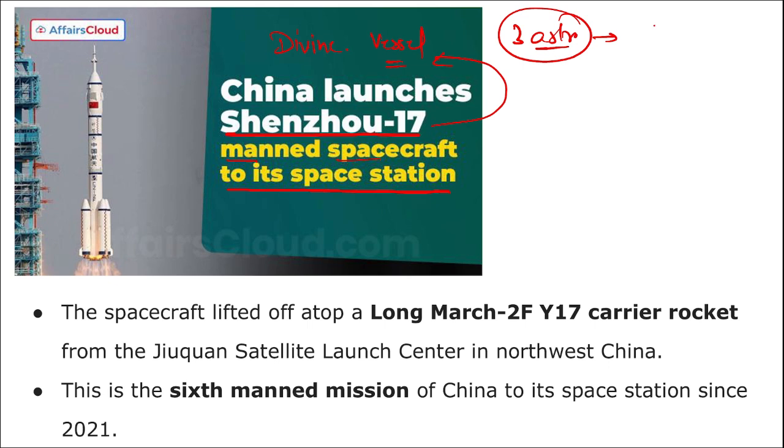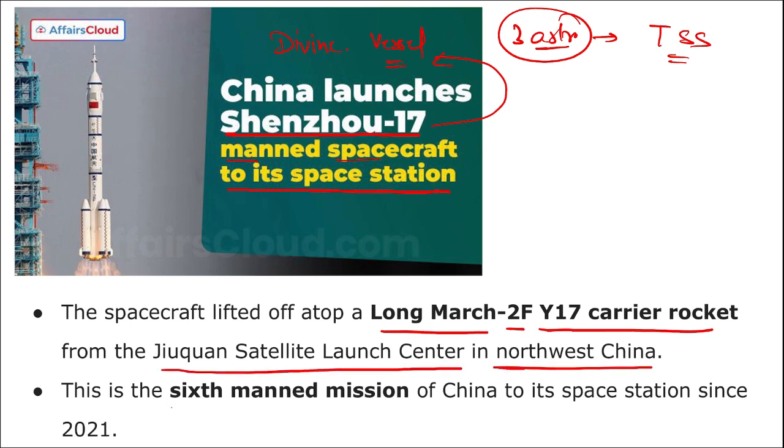And what is the name of the Chinese space station? It is Tiangong Space Station. This spacecraft was lifted atop using a Long March 2F Y-17 carrier rocket from Jiuquan Satellite Launch Center in northwest China, and this is the 6th manned mission of China to its space station since 2021. Correct? Mark this. How many astronauts were sent into the Tiangong space station with this? 3. What is the name of this mission? It is Shenzhou 17. Right? This is the 30th flight mission, Shenzhou 17, and it is of China.